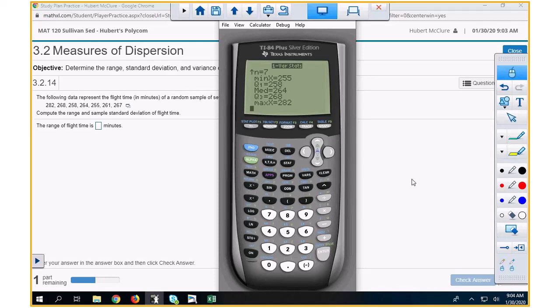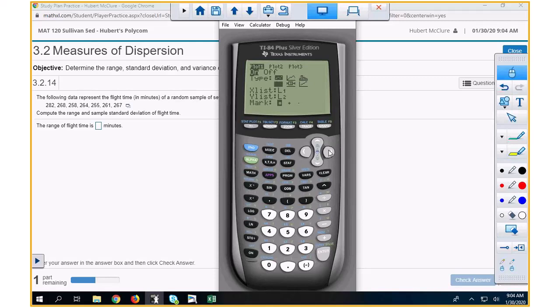Okay, now what can we do? Well, we can do a box plot. Now I'm going to tell you right now, the box plot is not going to be that good, okay? But you can do it. How do you do it? Well, you hit second, y is equal, turn on the box plot, hit enter, make sure that the on is blinking, and then go to the second box plot.